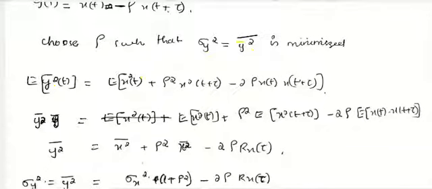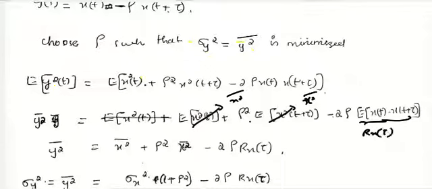Okay, from this we can write y square bar equal to expected value, taking it inside. We will get expected value of x square of t plus rho square into expected value of x square of t plus tau minus 2 into rho times expected value of x of t into x of t plus tau. So, this one is actually equal to x square the whole bar, this one is again x square the whole bar, and this one, have you seen this? This is the definition of Rx of tau, the autocorrelation, right?